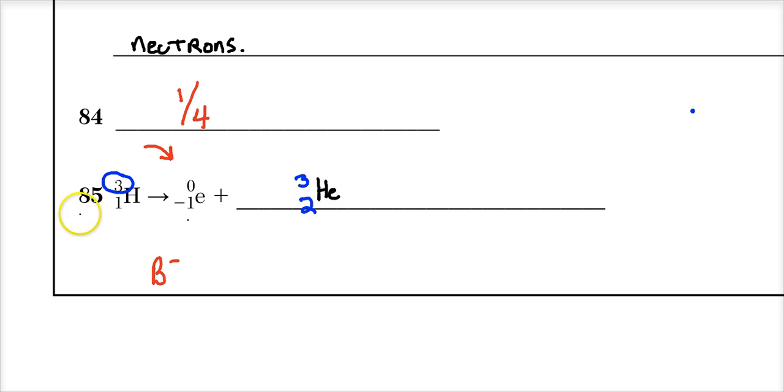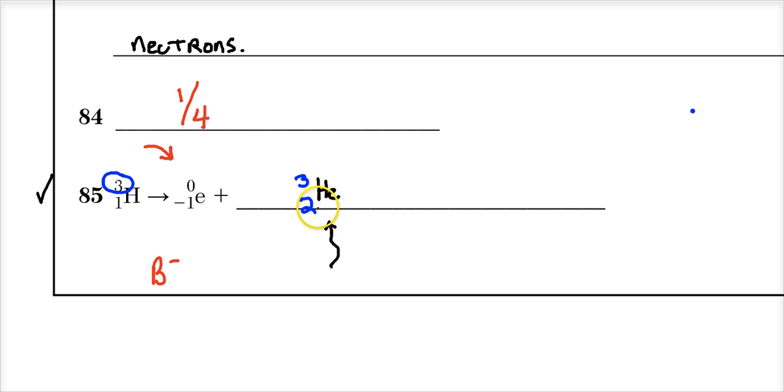Can't say how many times I've seen this question. Not very difficult. Conservation of what? Conservation of mass for the top numbers, conservation of charge on both sides. I've seen so many people get this wrong because they put the wrong element here or they forget it.